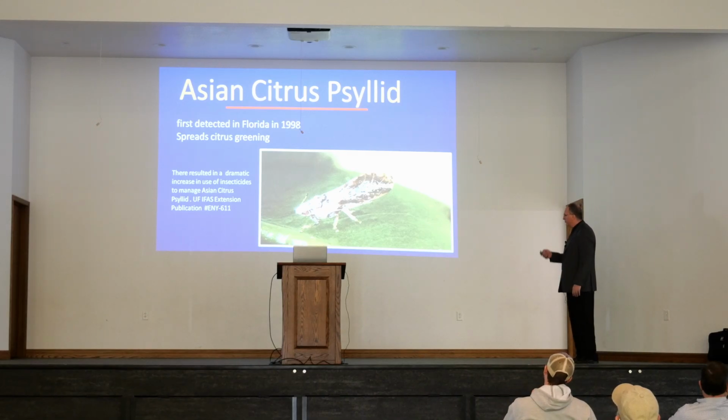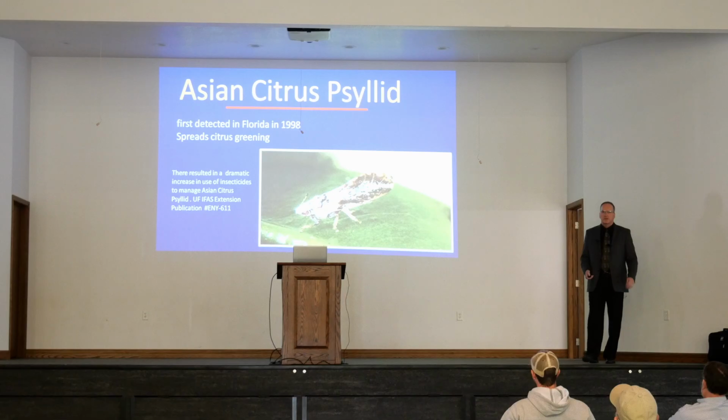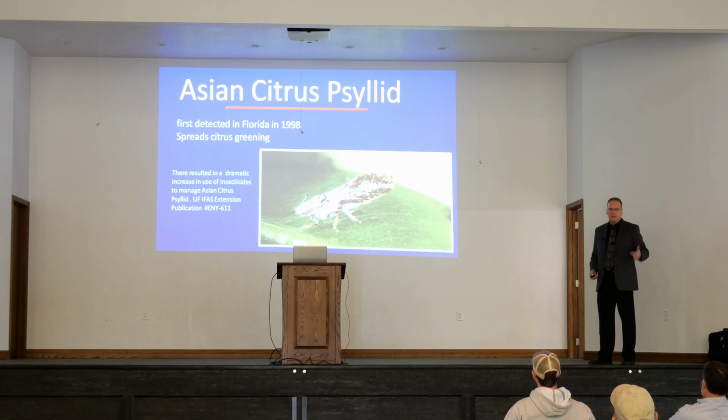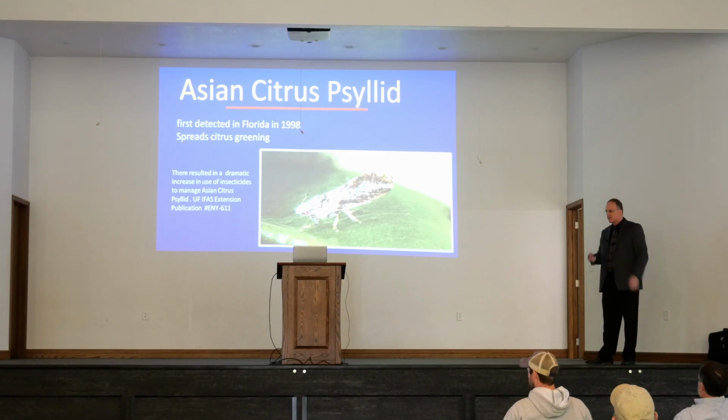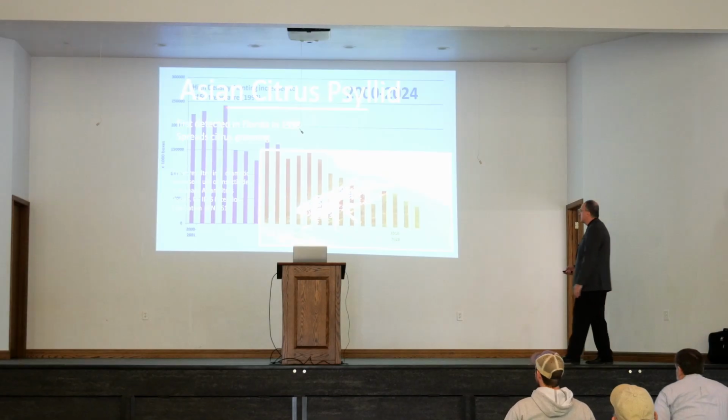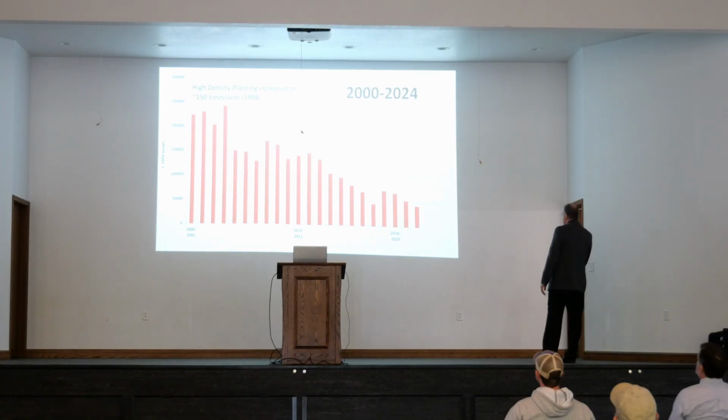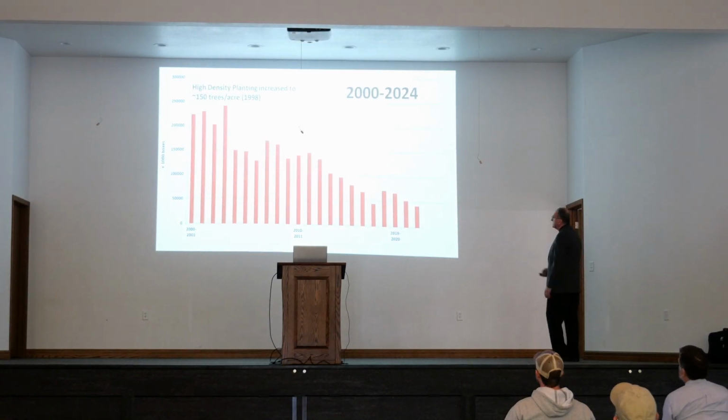This resulted in a dramatic increase in the use of insecticides in order to manage this. So they've stressed out the trees. Now they're throwing on a massive increase of insecticides to take care of this, and they're stressing the trees even more because the trees cannot take care of themselves. So this brings us back to the graph here right now. You can see the decline in the citrus industry right now.